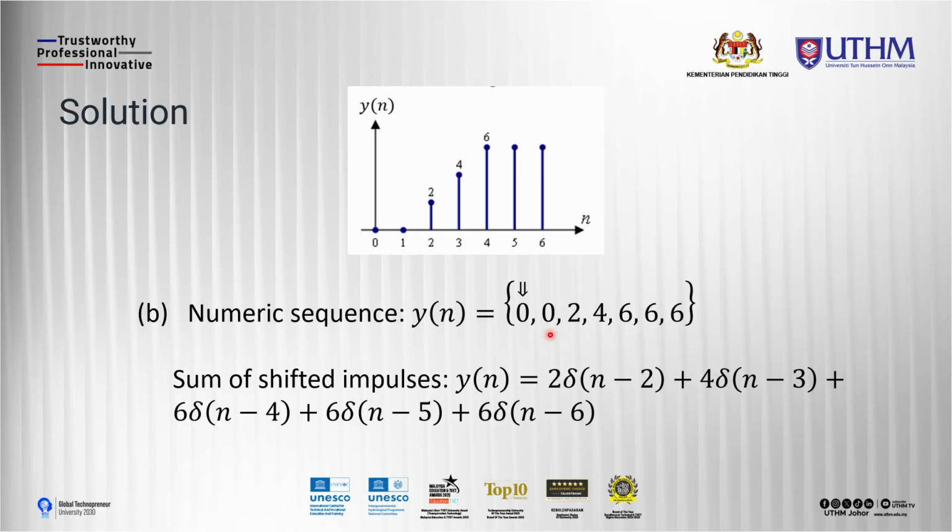So you count 1, 2, 3. Correct. So the first 6 is at location number 4, then 5, 6. So you have the amplitude 6, the location is 4, and then plus 6 delta[n-5], at location number 5, and this one at location number 6. So you add together, and that will be the sum of the shifted impulses. So make sure when you write the sum of the shifted impulses, all the terms must be the impulse function.